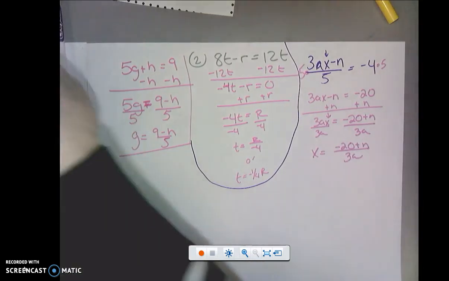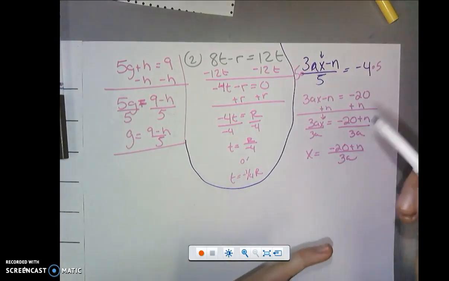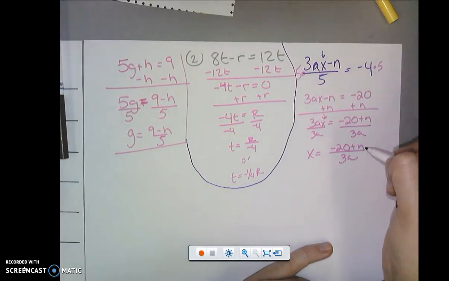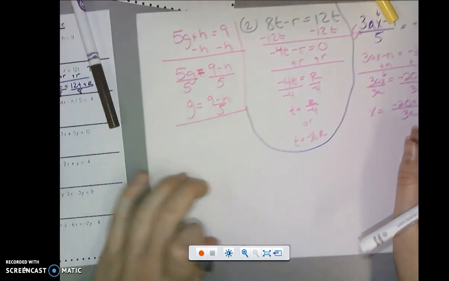So they look funky, but what I like best about literal equations, say I wanted to find my answer, I want to know what x equals, and I know what n and 3a equal, so I can just plug everything in here, solve, and it gets me x right away. It's just kind of a shortcut.